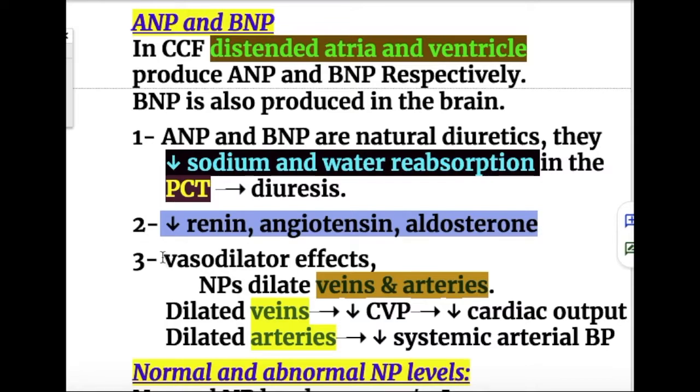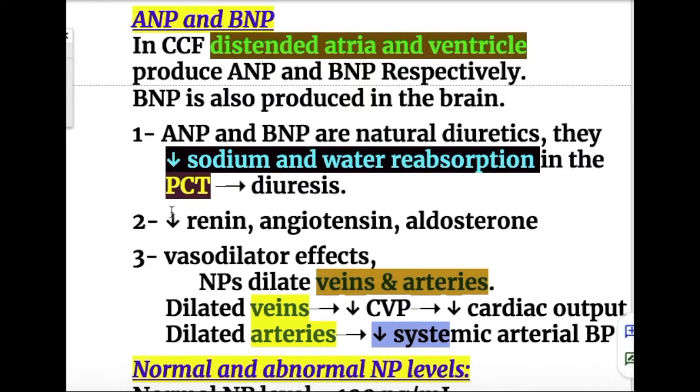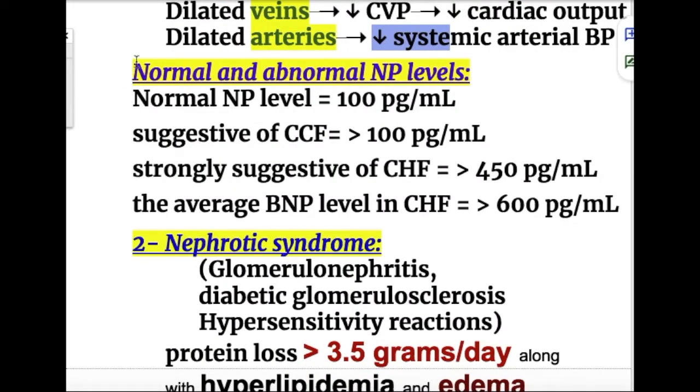And number 3, ANP and BNP, the natriuretic peptides, are vasodilators. So they dilate veins, decrease the central venous pressure and decrease cardiac output. And number 2, they dilate arteries, which decreases the systemic arterial blood pressure. So in cases of CCF, ANP and BNP prevent edema formation. Natural diuretics.